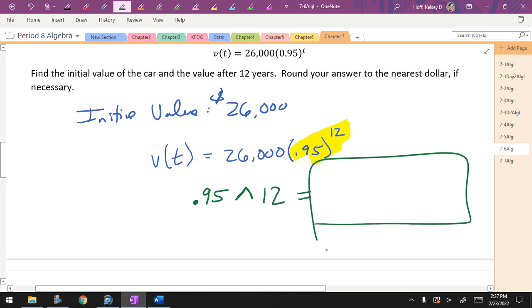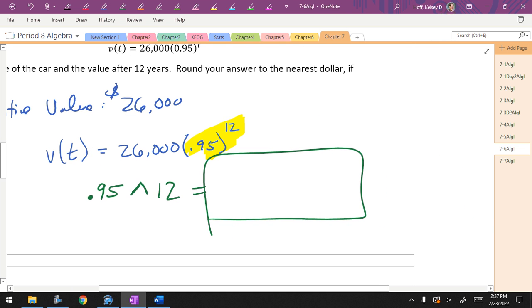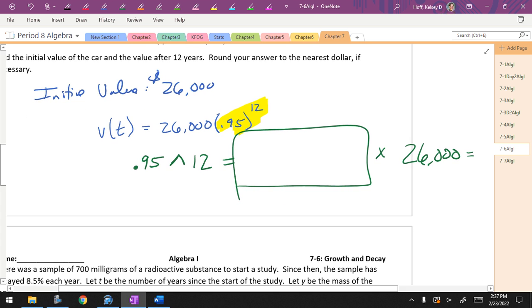So what do I need to do with that amount? Very good. So don't clear anything. Just hit your multiplication button and then type in 26,000 and hit equals. Now note your directions say round your answer to the nearest dollar if necessary. That's a whole number. What are you rounding to? Round to the nearest dollar, whole dollar.